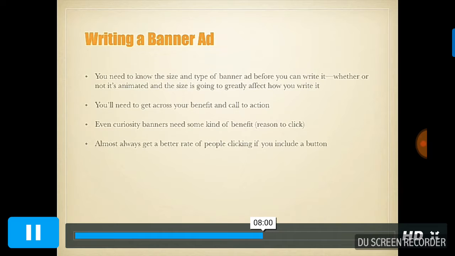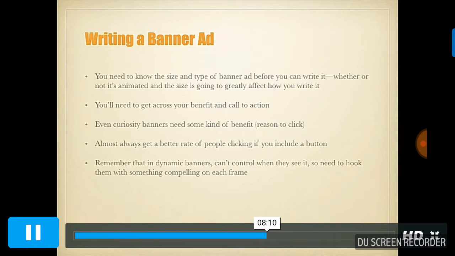In your banner ad, though, you should probably have a button, and your button can either be your call to action or support it, depending on how much information you need to give. Also, remember that in multi-frame dynamic banner ads, you can't control at which point in the loop they'll see it, so you need to hook them in with something compelling on each frame. If they start looking at frame 1, you have to hook them on frame 1. If, however, they miss frame 1 and they start looking at frame 2, then you have to hook them on frame 2, and the same thing with frame 3. This is part of what makes it so challenging.